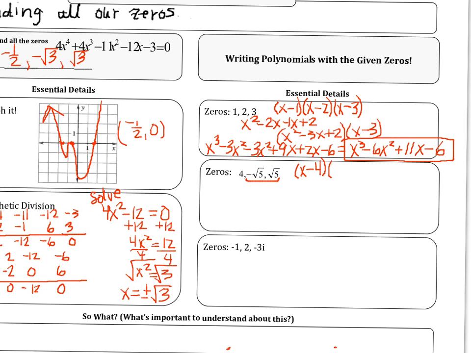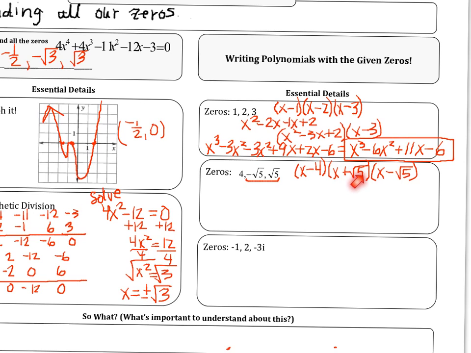And then we're going to have x plus the square root of 5 and x minus the square root of 5. Now, if I multiply these last two out, what's going to happen is I'm going to have negative square root of 5x and positive square root of 5x, and those will just cancel out. So I'm going to have x times x, which is x squared.